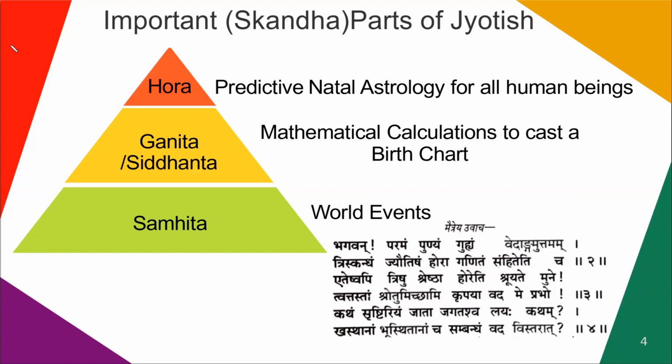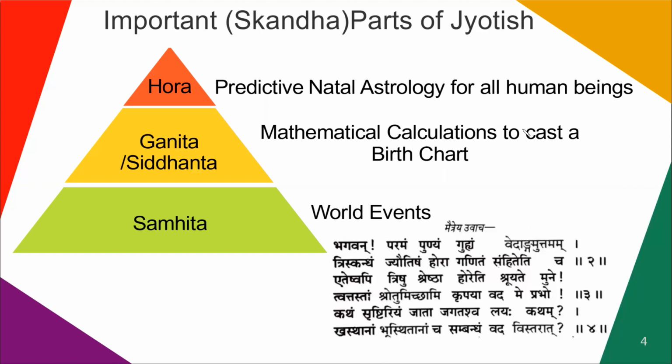The second part is Ganita or Siddhanta. This deals with the mathematical calculations required to cast a birth chart. So all these mathematical calculations are described in Panchanga, how to calculate, how to cast a birth chart, what will be the first house, where will the planets be placed in the birth chart. All this comes under mathematical calculations.